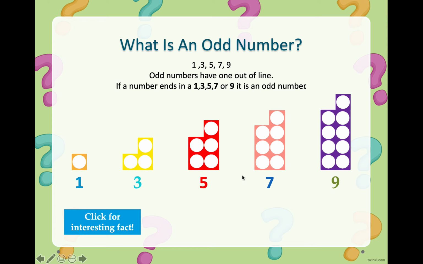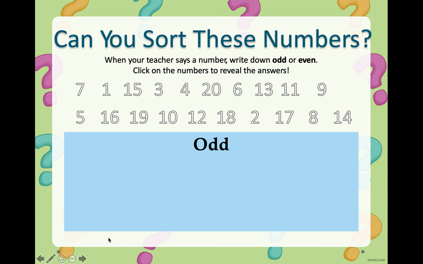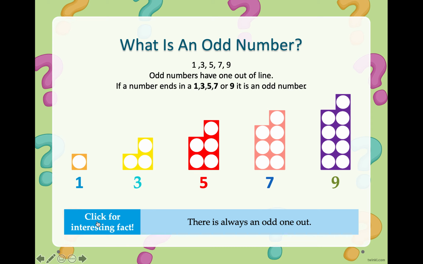Let us look at the number 7. These 2 are friends, these 2 are friends, these 2 are friends, but the last one over here has no friend. So we can say that it is an odd number. Let us look at number 9. These pairs are friends, but the last one over here has no friend. So we can say that the number 9 is an odd number. Like we said, there is always an odd one out.